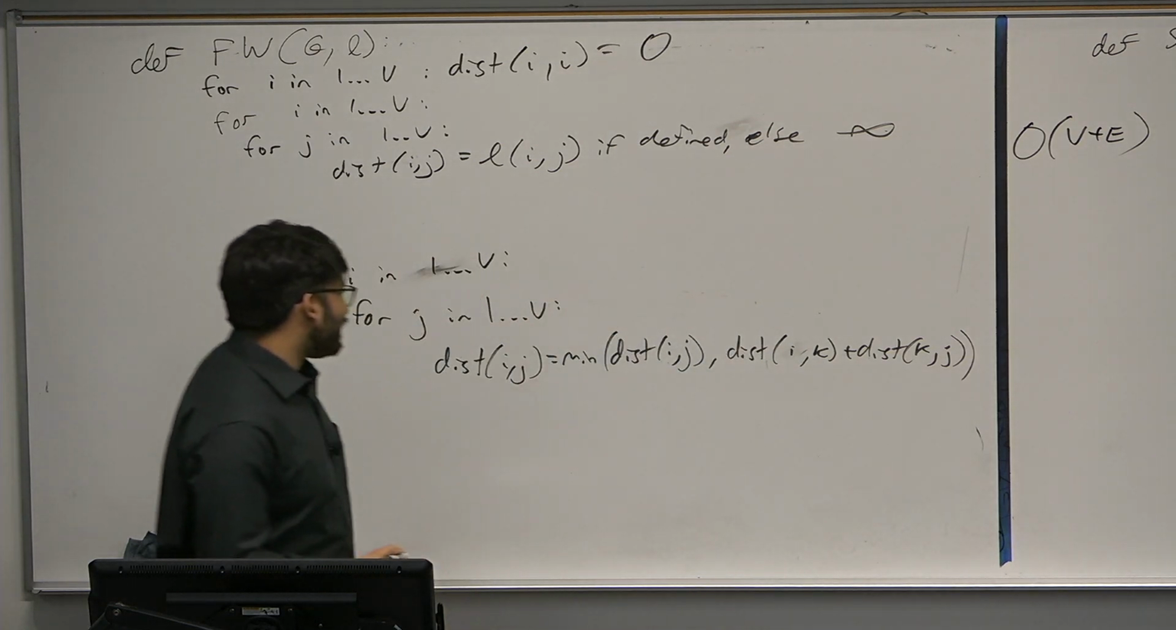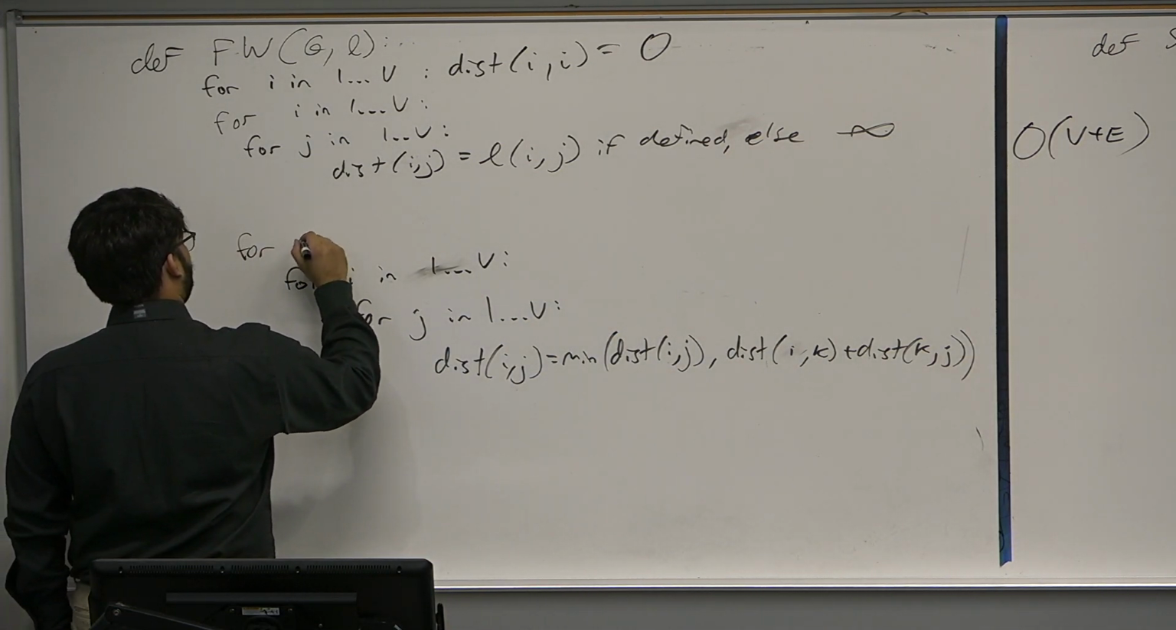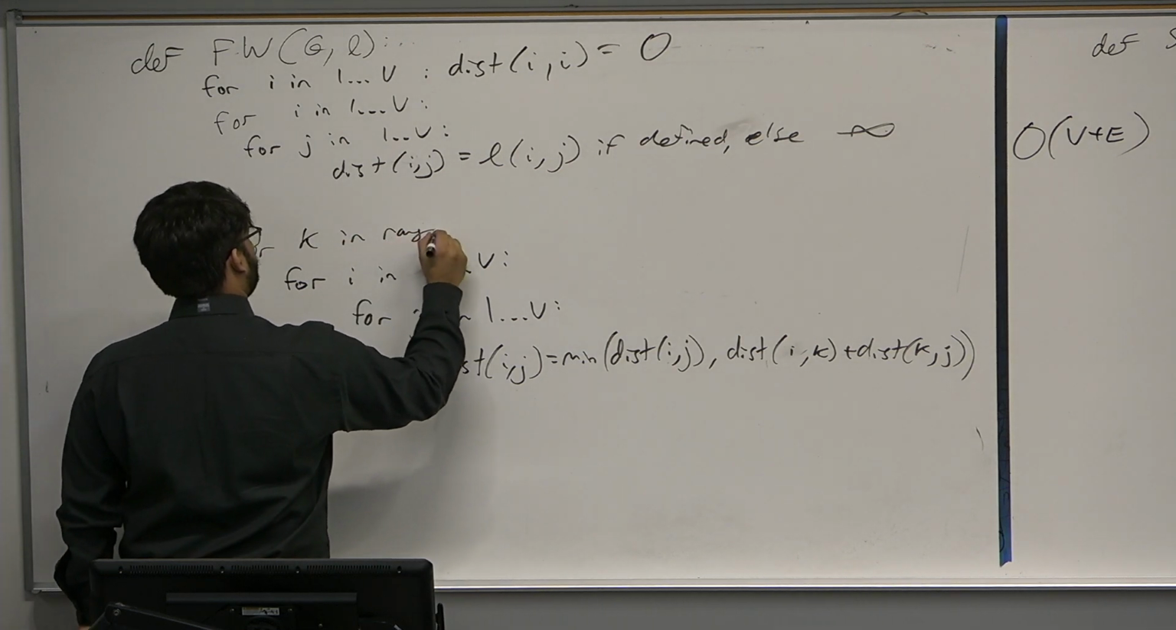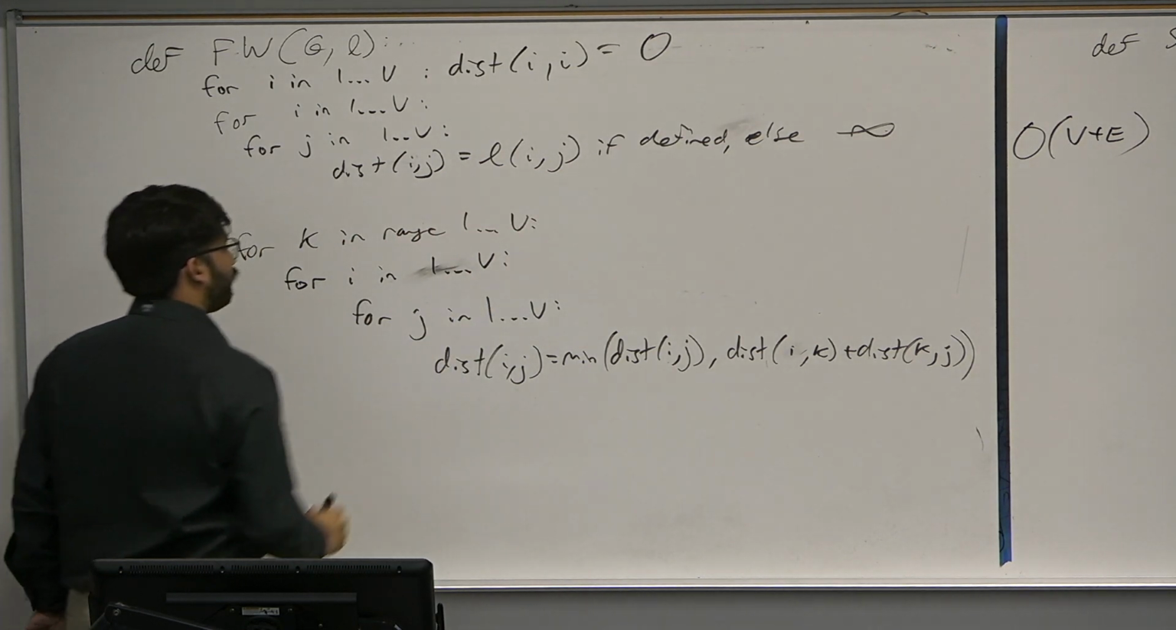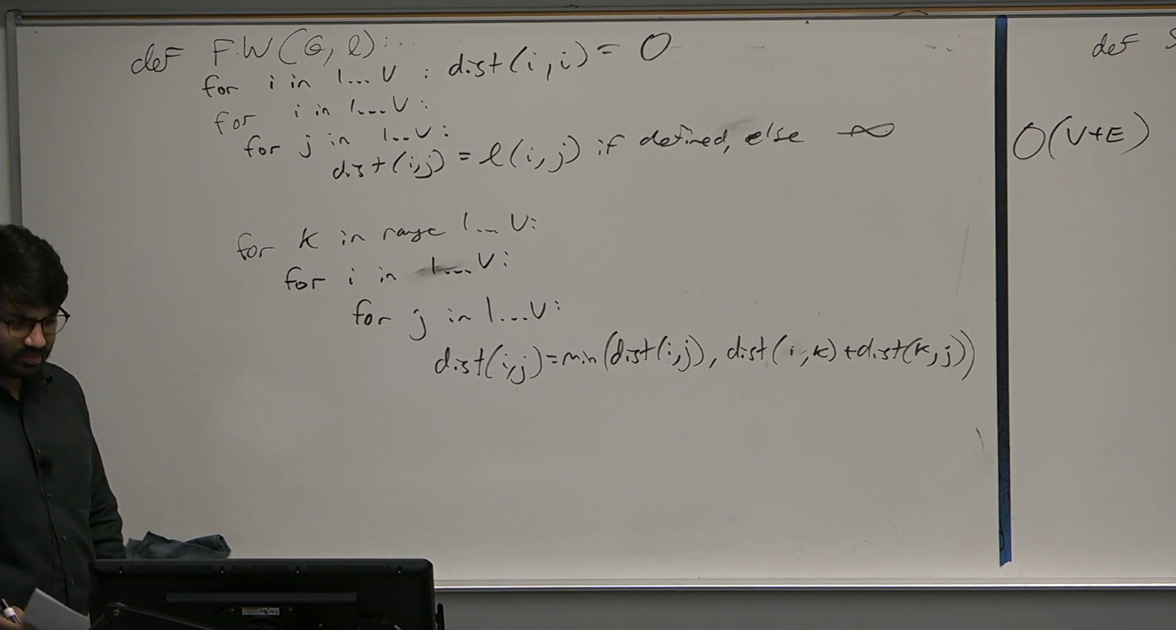But where do we update k here? It turns out we're going to update it externally, for k in range 1 to v. So we run that k times, right? Pretend I shifted that all appropriately. That's all Floyd Warshall is.